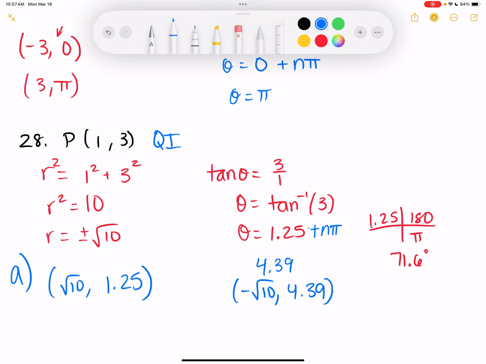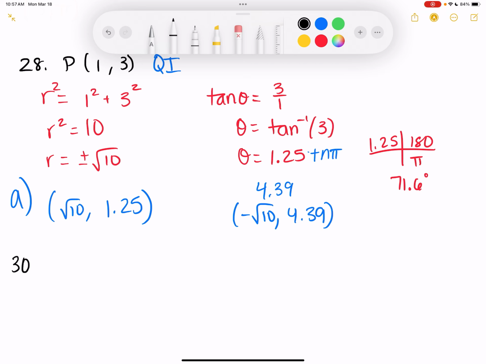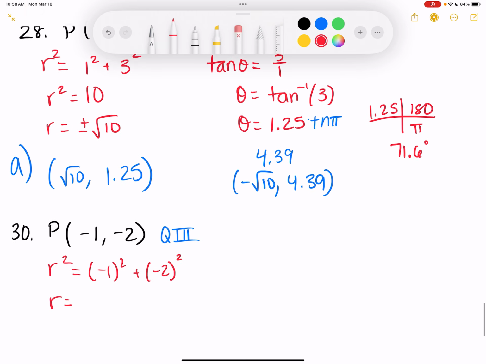All right, let's do one more. 30. So the point -1, -2. Where is this? This one's in quadrant 3. So I just want to make sure that when I'm done, I get everything into quadrant 3. So r squared is equal to -1 squared plus -2 squared. So r is equal to the square root of 1 plus 4, so square root of 5, plus or minus.